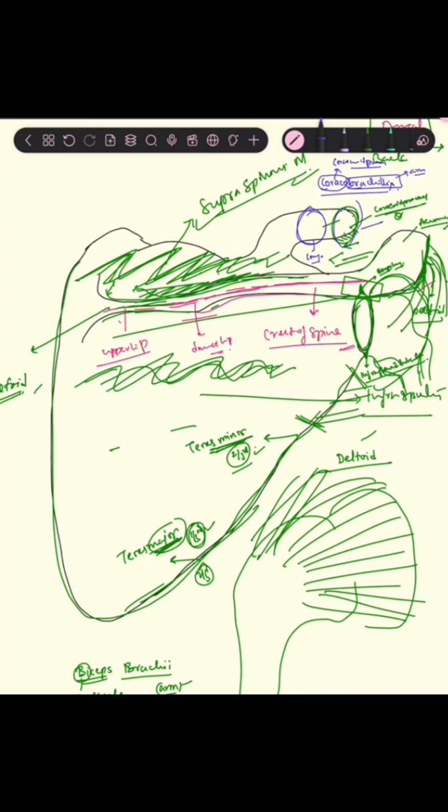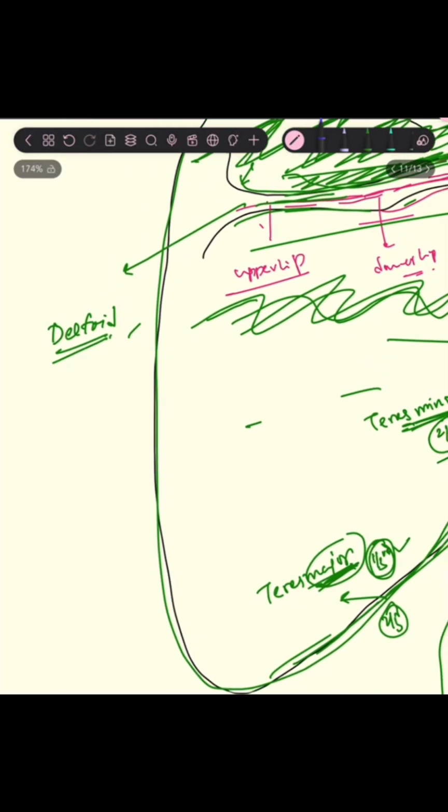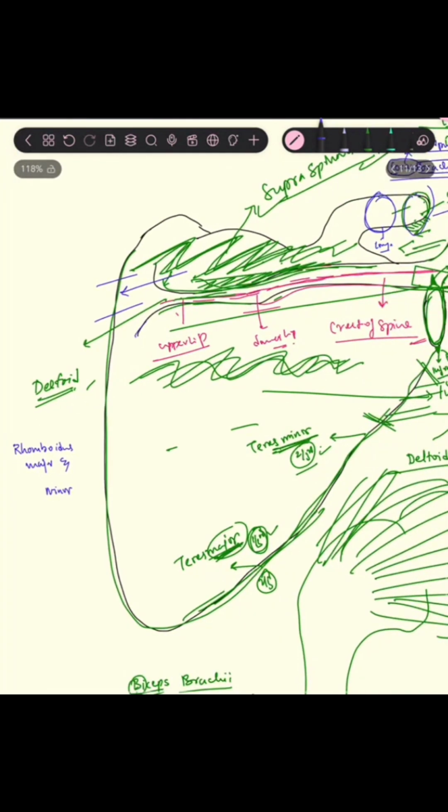Now coming to the medial border. From the medial border, again we have two muscles called rhomboideus major and rhomboideus minor. Here, rhomboideus minor will be on top, opposite to the root of the spine. Rhomboideus major will be between the root of the spine and the inferior angle. Along all of this, the rhomboideus major will be taking origin.